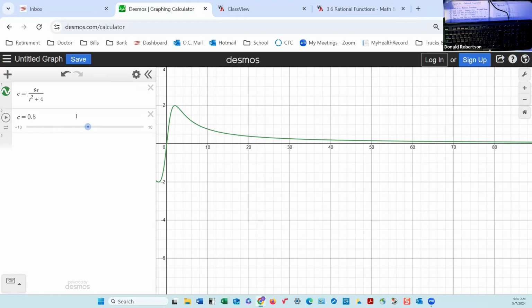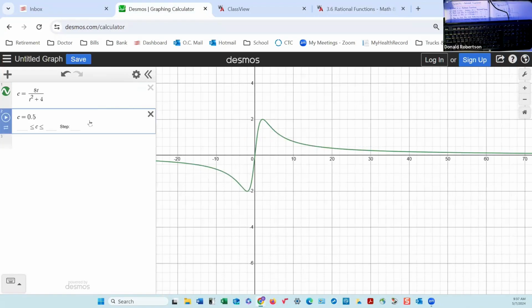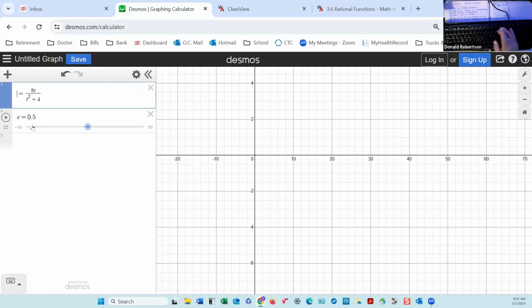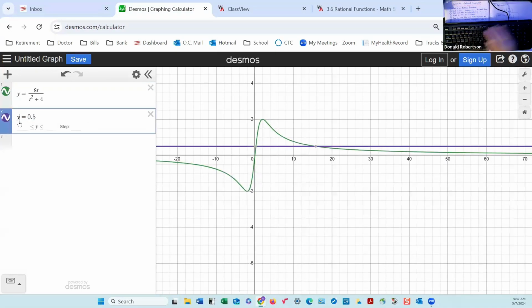Is it C? No, it is C. Okay, I'm going to make this Y, and then I'm going to make this Y. There we go. It's just a naming issue.